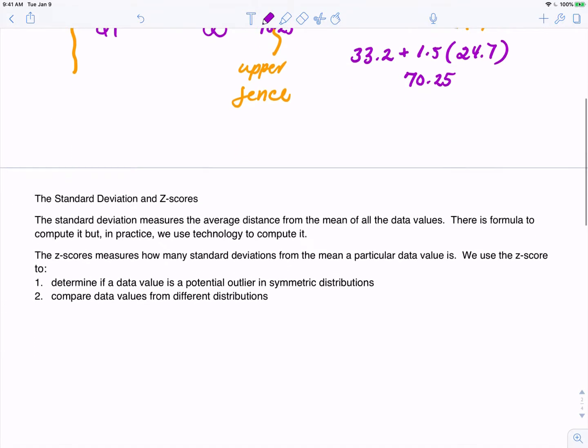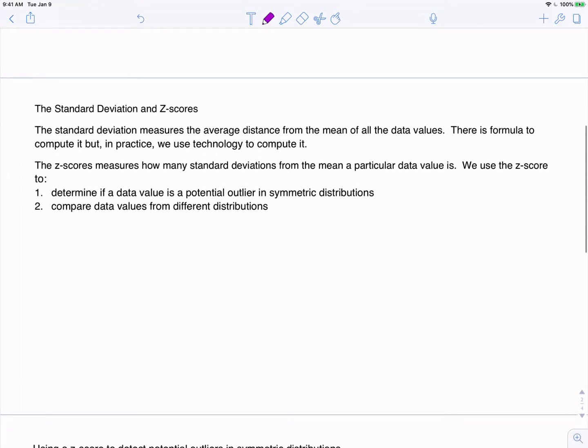Something someone else asked about, or several other people said they struggled with, was the standard deviation and z-scores. So this is just a slide that summarizes those two statistics. So the standard deviation measures the average distance from the mean of all your data values. And there's a formula to compute it, but in practice, we use technology. So we would never compute standard deviations by hand.